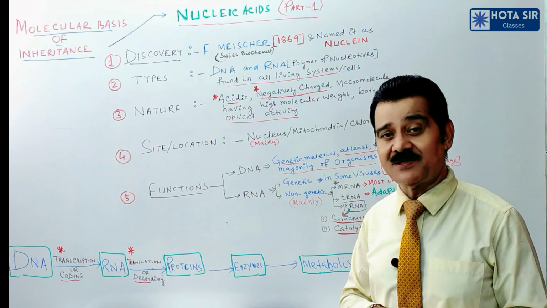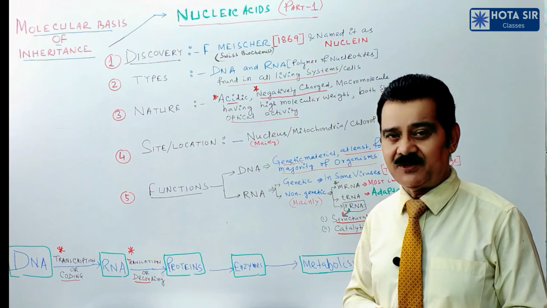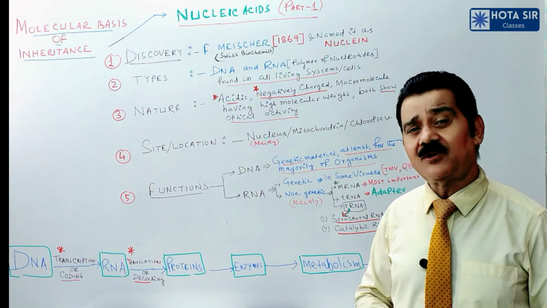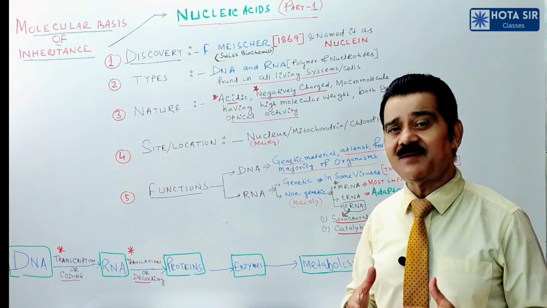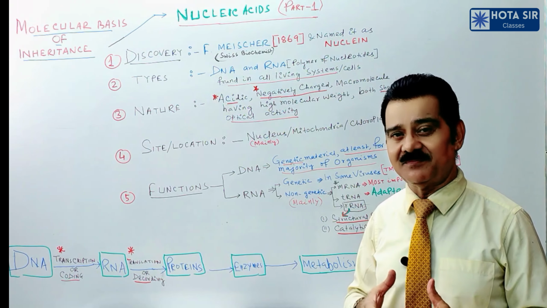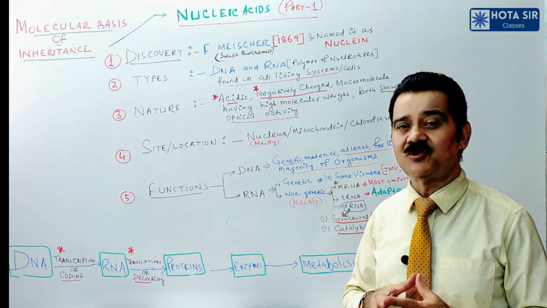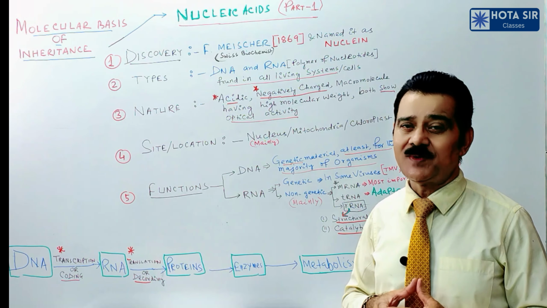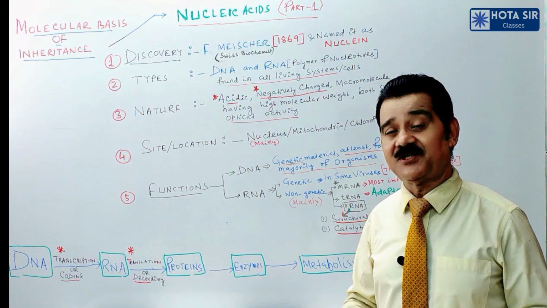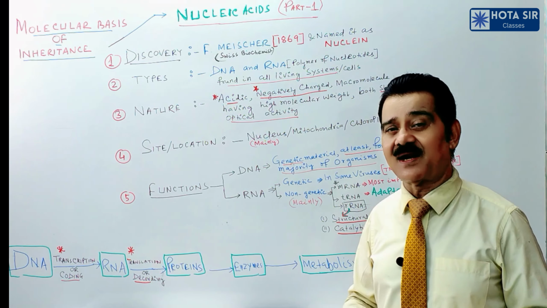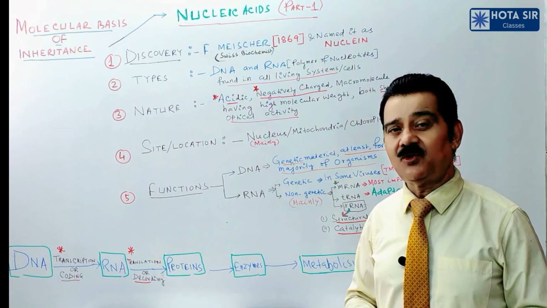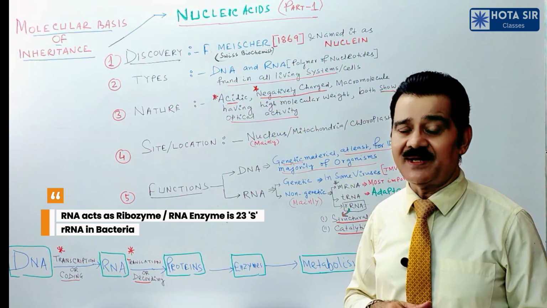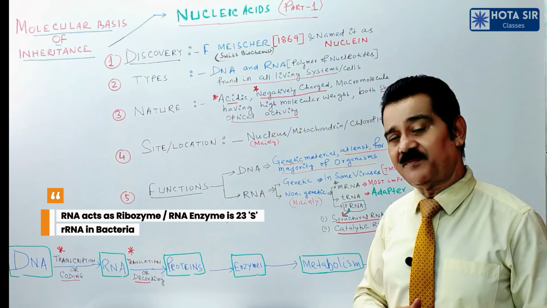We have studied, my dear children, in standard 11. Clear? Very two important questions I have told you. Now, rRNA also has a catalytic, enzymatic function. They behave like enzymes. Clear or not? Called ribozyme or RNA enzyme. One example of this RNA is 23S rRNA in bacteria or prokaryotes, and 28S rRNA in eukaryotes. These two RNAs help in peptide bond formation.